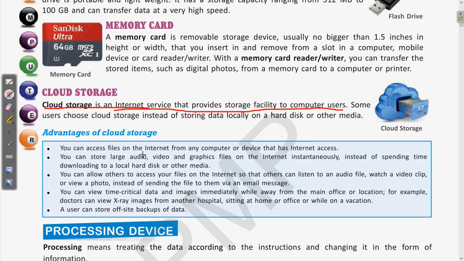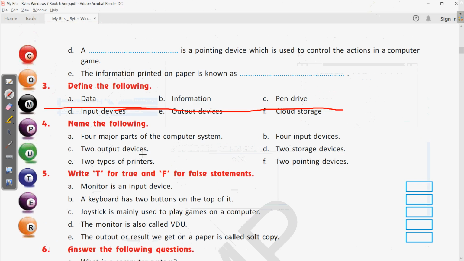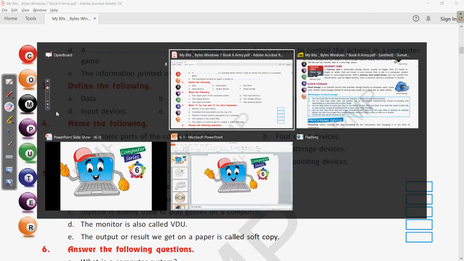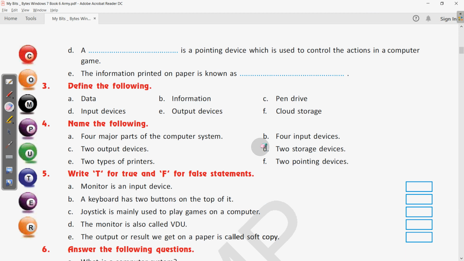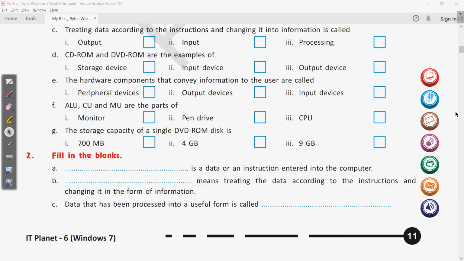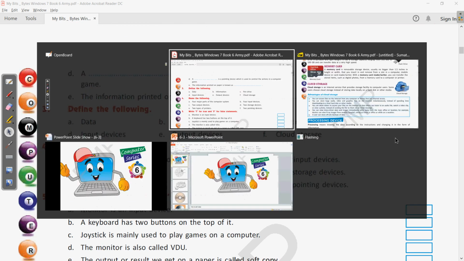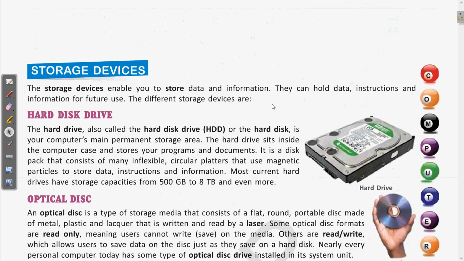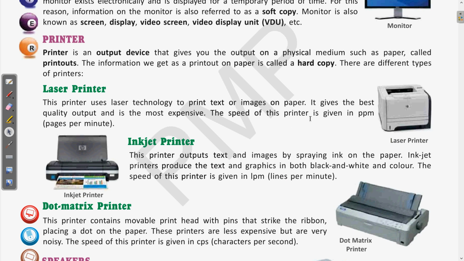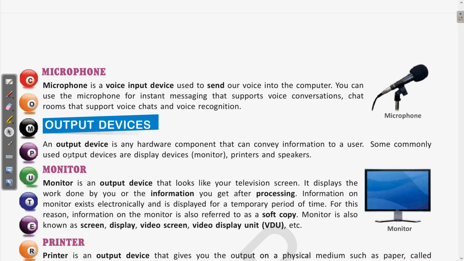Clear? Now the next two define questions were to define input and output devices. I hope this is easy, you can find it also. Let us see the input and output devices. This is given in the initial part of the chapter. Here it is, output devices. An output device is any hardware component that conveys information to the user. Examples you can write: monitor, printer, and speaker.